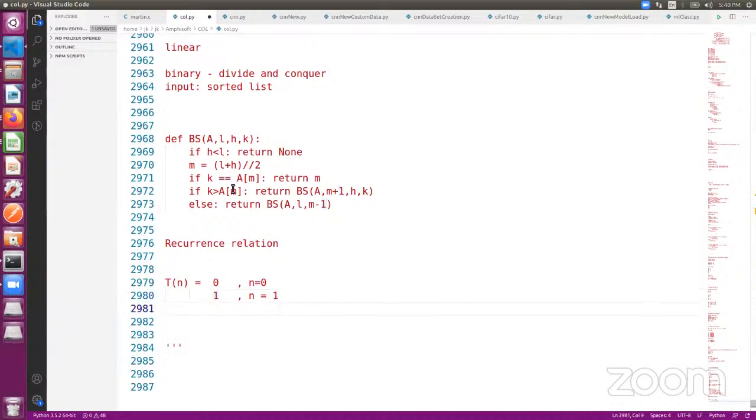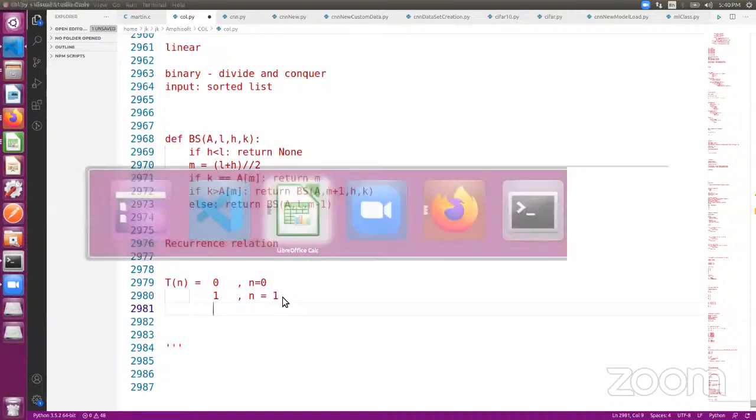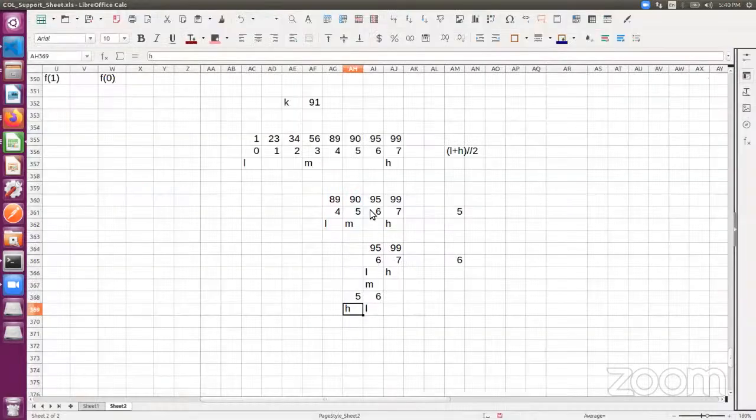Now, if the number of elements is not 1, I'll repeat once again. If the number of elements is 1, let us search for 99.